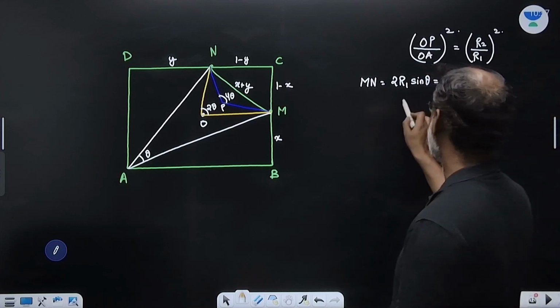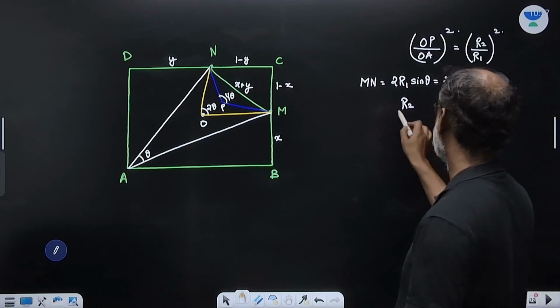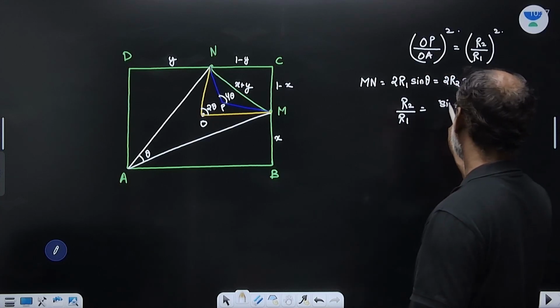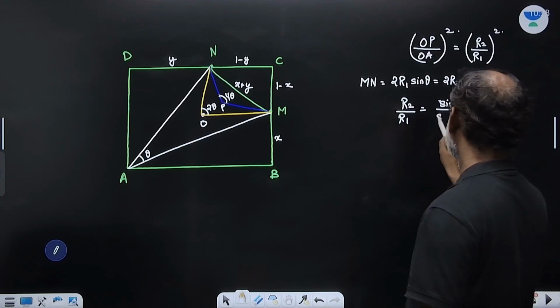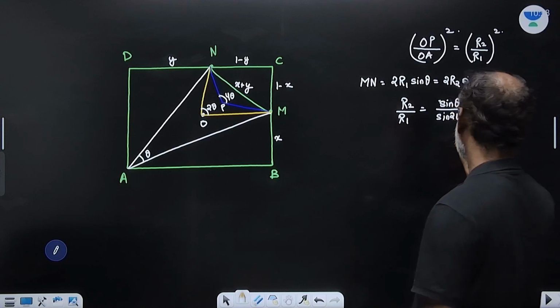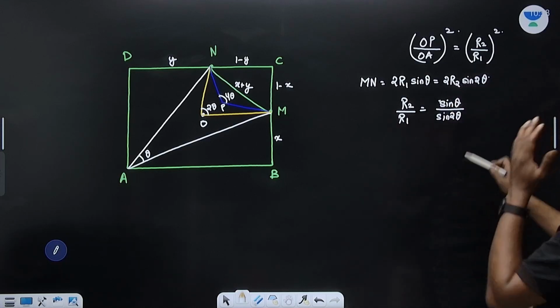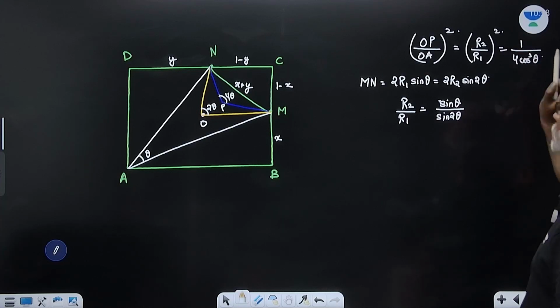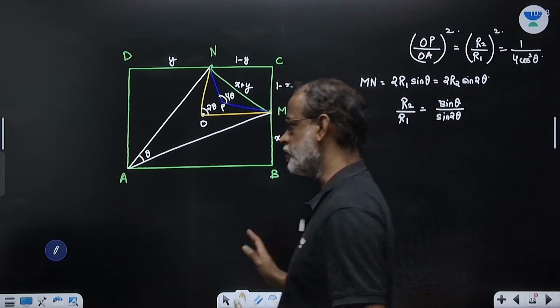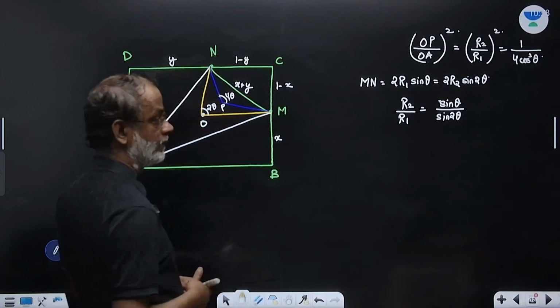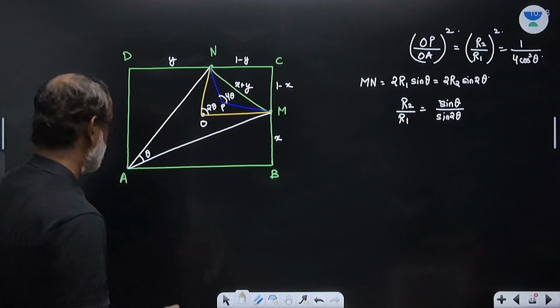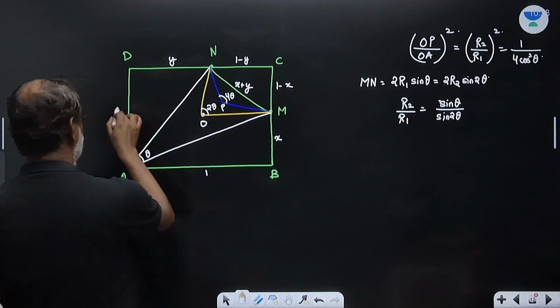So R2 by R1 is sin theta upon sin 2 theta. So this is 1 upon 4 cos square theta. All in all, this question has now reduced to determining this theta, in case we are able to do so. This is x, this is 1, this is 1.